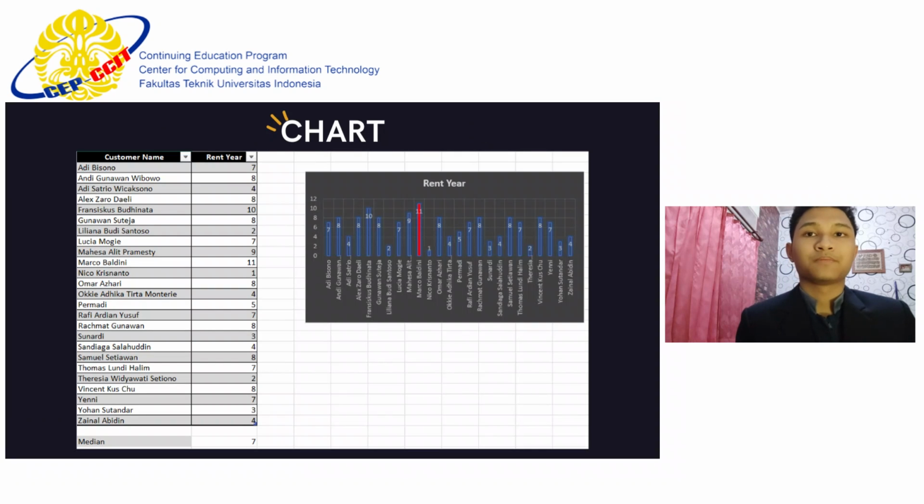Next is chart. On the left side, there is a table that shows us the customer name and how long they rent per year. And on the right side, there is a graphic that represents the data on the left side.